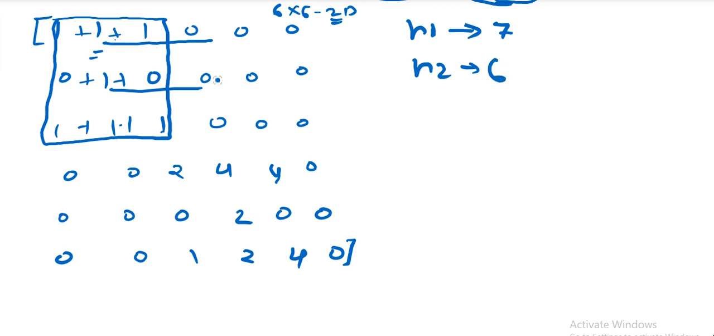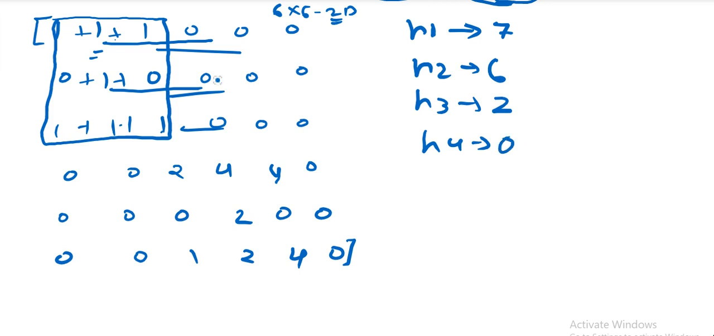1, 2, 1, 2, 3, 4, 5, 6. So 6. And same for the 3, I think only the 2. When you write down on the board, you will get the better understanding. And here the 0, 0, so 0.